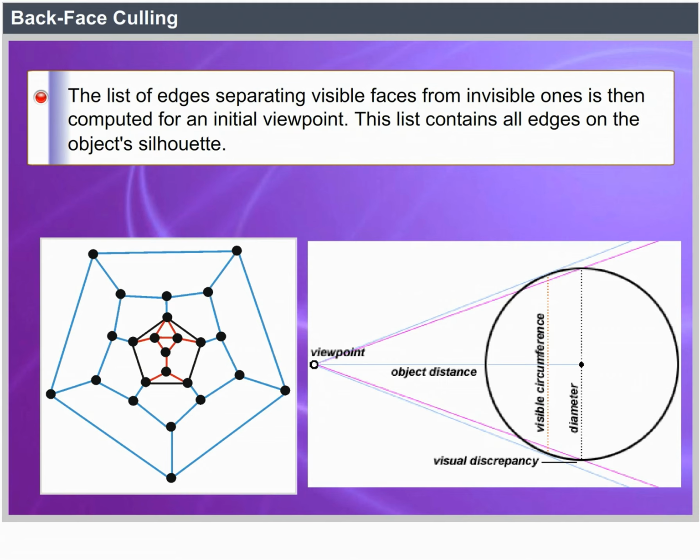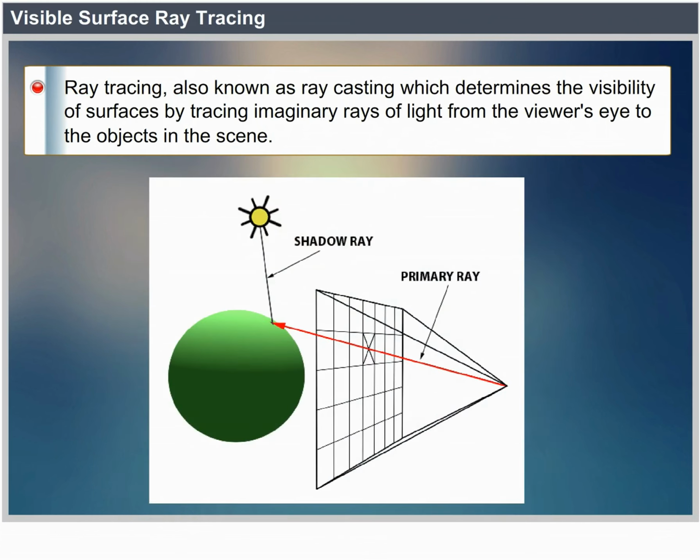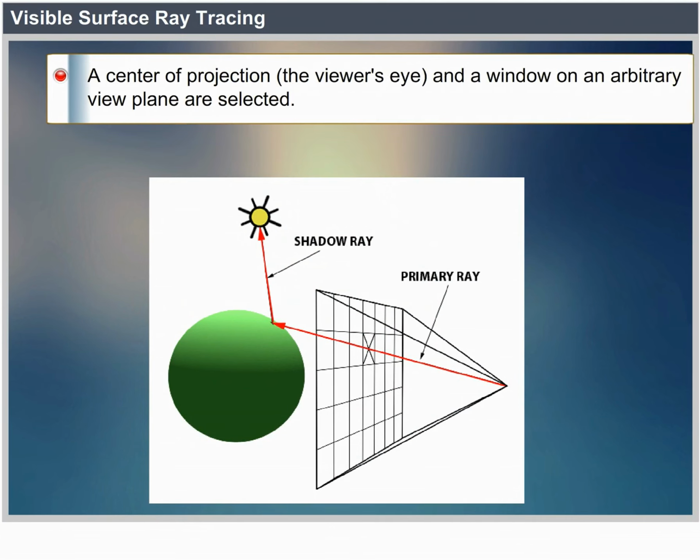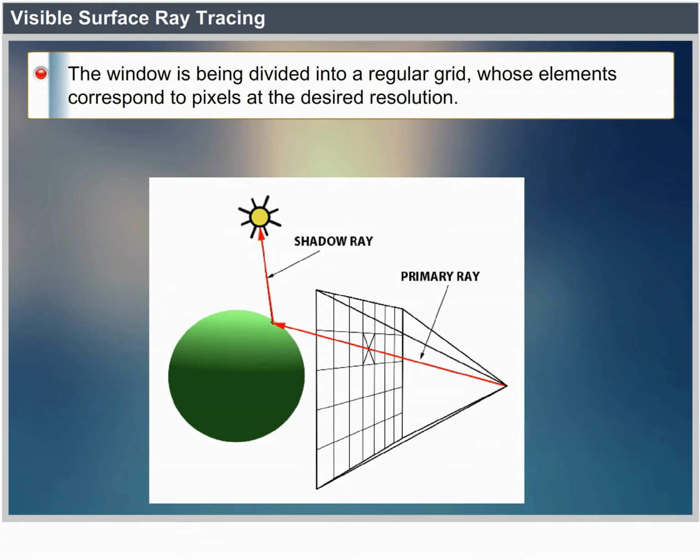Visible surface ray tracing. Ray tracing, also known as ray casting, determines the visibility of surfaces by tracing imaginary rays of light from the viewer's eye to the objects in the scene. As center of projection, the viewer's eye and a window on an arbitrary view plane are selected. The window may be thought of as being divided into a regular grid whose elements correspond to pixels at the desired resolution.